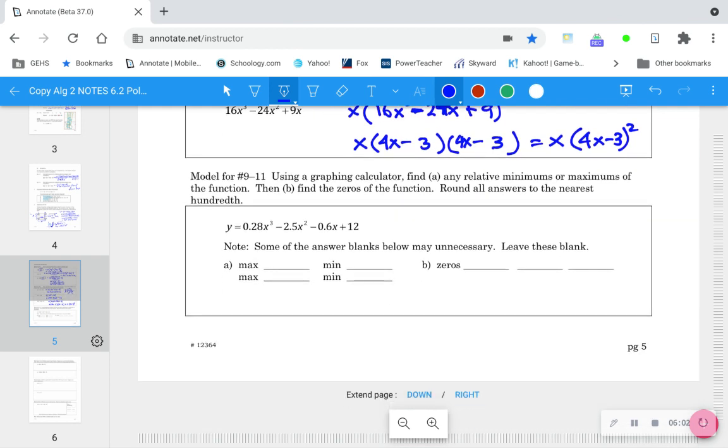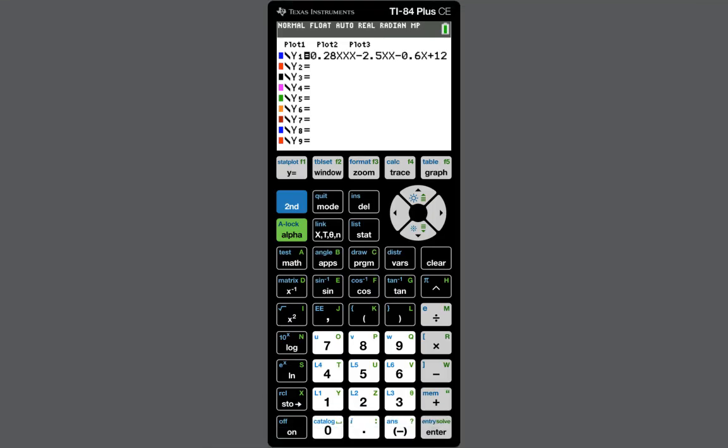Okay, so on the next problem, what we have here is a function, and we want to find any maximum values, minimum values, or zeros. Not all of these blanks are going to come in handy. So the first thing to do would be to take the equation and on the y equals line, simply type it in, and I've got it typed in here.